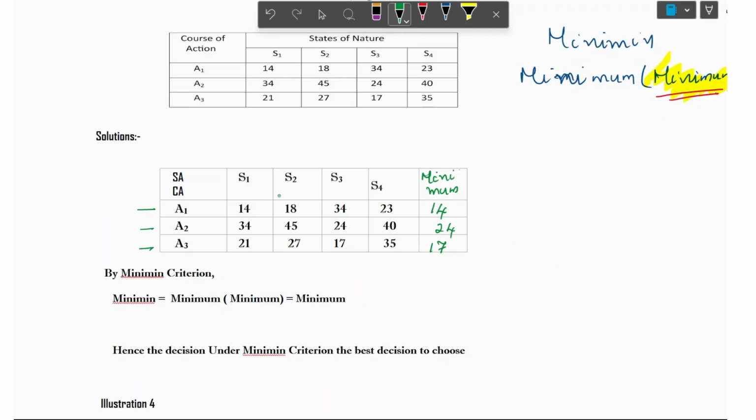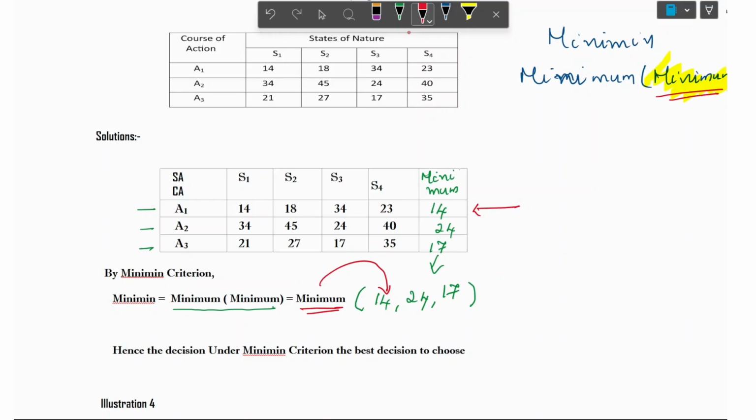Now, by Minimin criteria, Minimin means minimum of minimum. That is minimum of bracket. Therefore, these are the values that will come, that is 14, 24 and 17. Now see here, the minimum of this bracket, inside the numbers 14, 24, 17. Which is the minimum value? That is 14. Where is this 14? 14 is here in the first row.